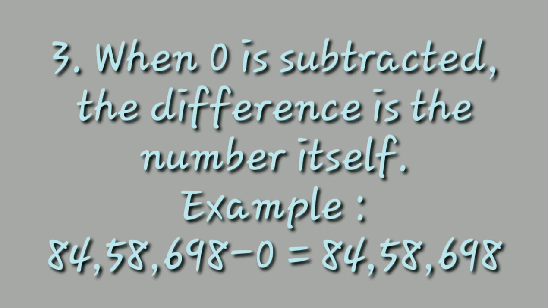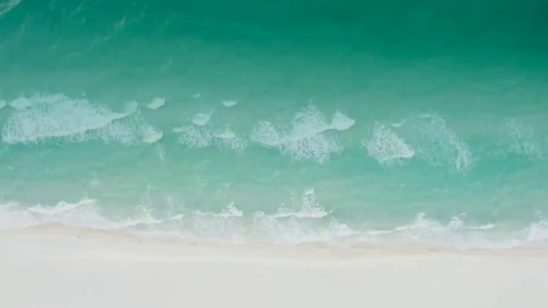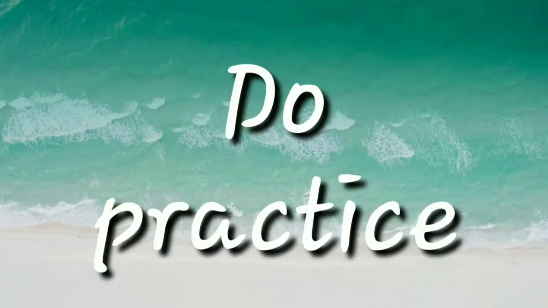The third property states that when 0 is subtracted from a number, the difference is the number itself. It means that when the subtrahend is 0, the difference will be the same as the minuend. For example, 84,58,698, I have subtracted 0 from it and I get the answer as 84,58,698. So I think property number 3 is clear to you. So this completes the topic of subtraction.